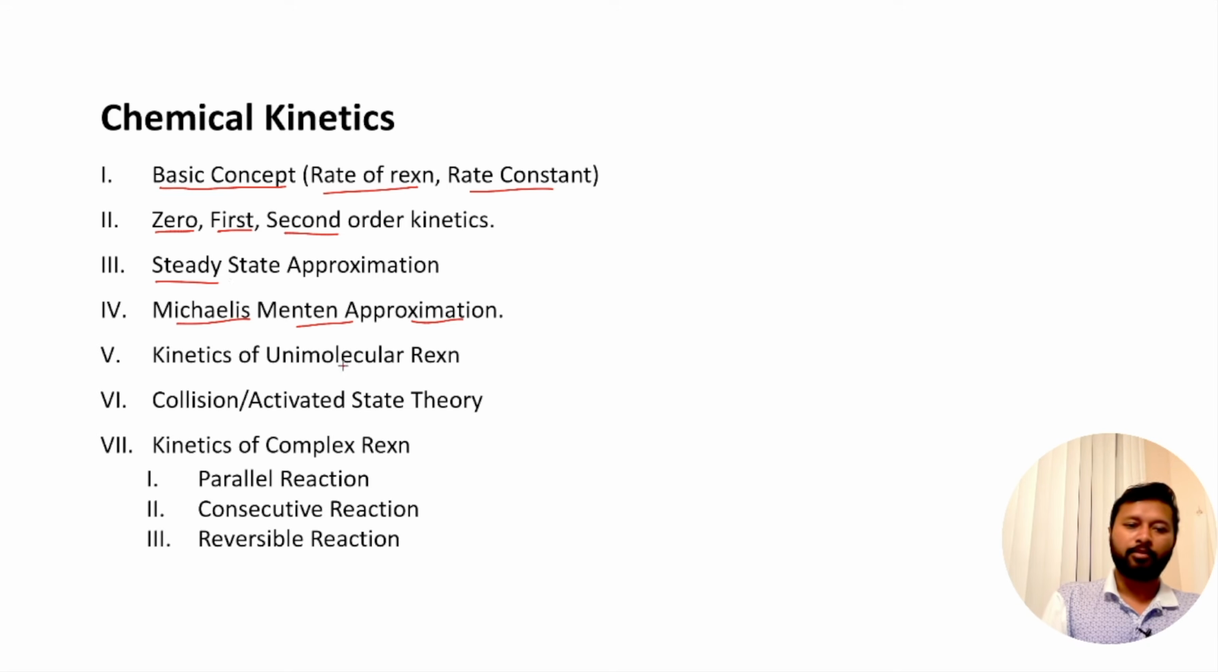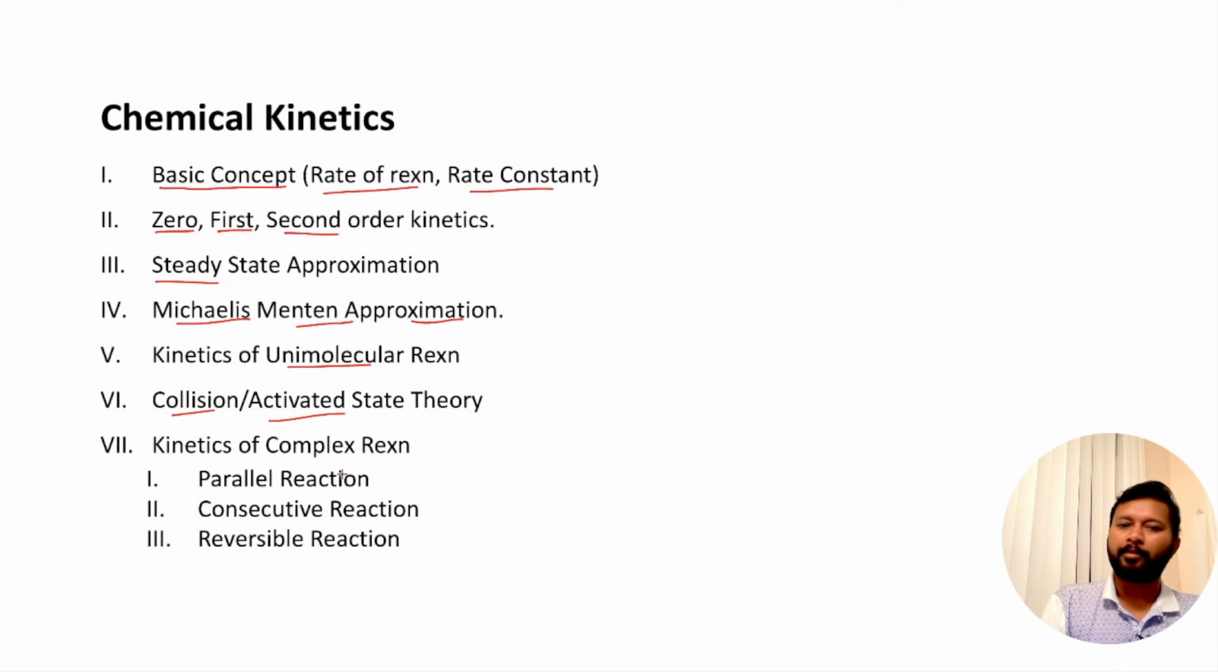Then kinetics of unimolecular reactions, where you study Lindemann theory of unimolecular reactions and how to write down the equations and how to solve those questions. Those are challenging ones, and they give you good marks also. They will be asked for 4 marks. Then collision theory and activated state theory, and questions related to that. Some theories related to that, like Eyring's equation is there. You should be aware of those things.